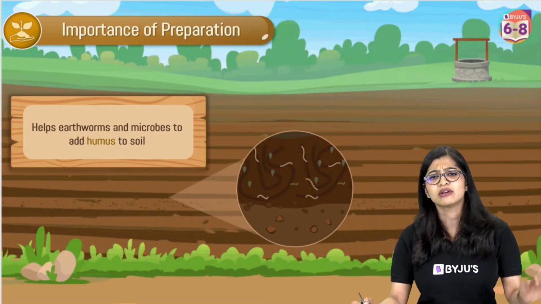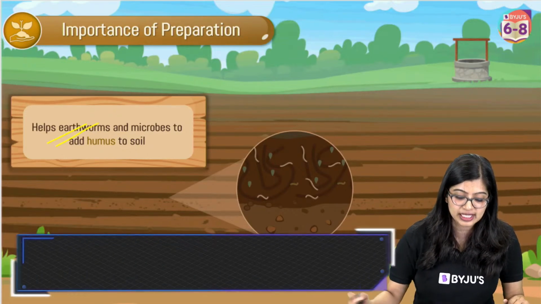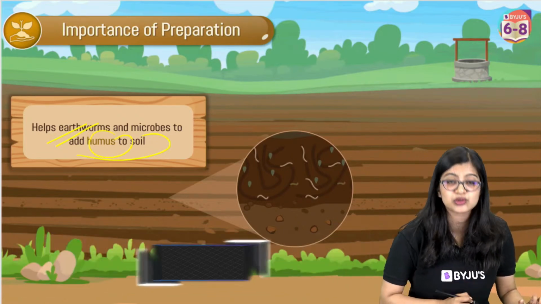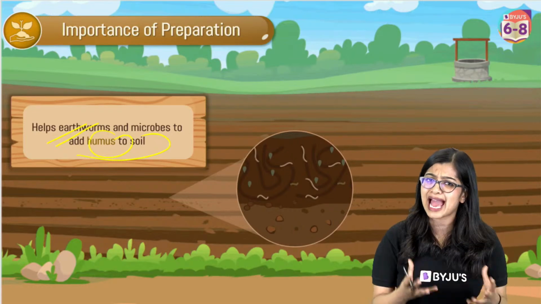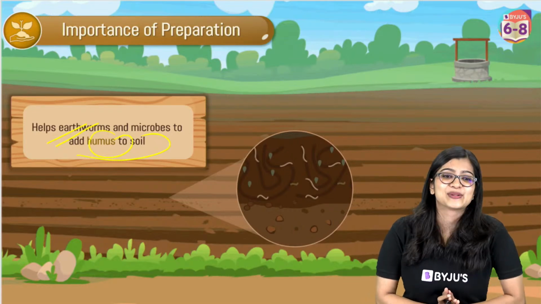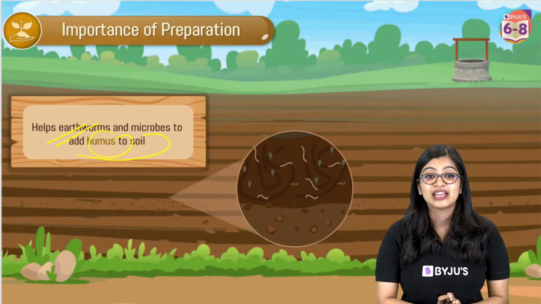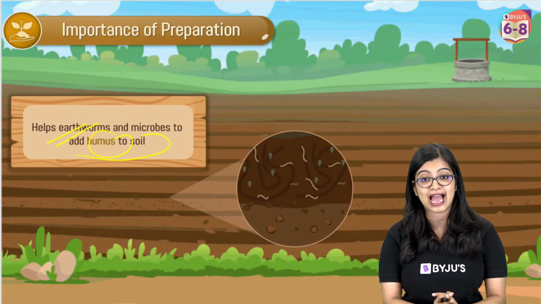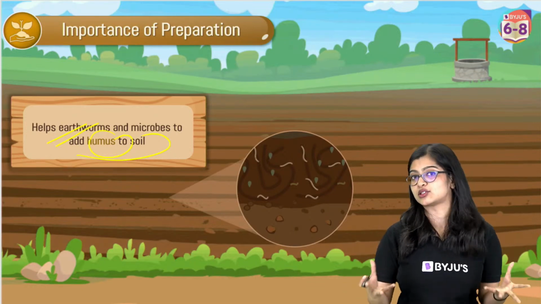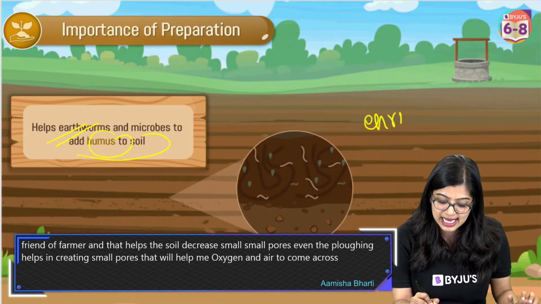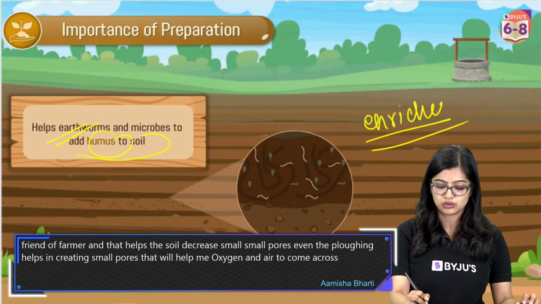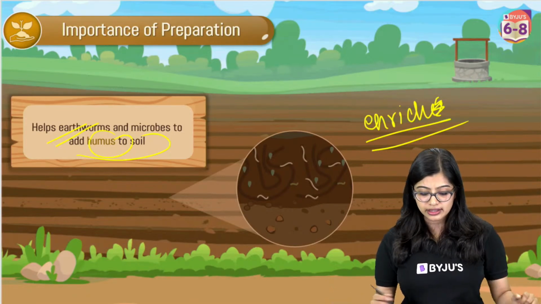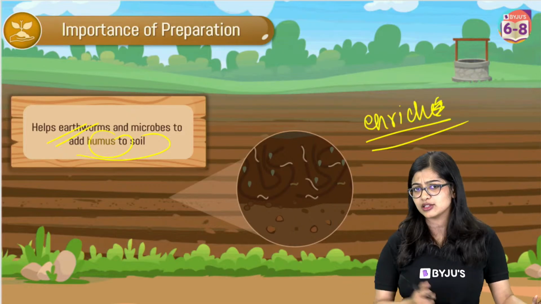And along with this, you guys have got it already, that it helps the earthworms and the microbes survive, and it will also add humus, which is nothing but the organic matter that is there. Yes, very good all of you. The earthworm, of course, is known as the farmer's friend, and it helps in enriching the soil. So that is very important to understand, that it will enrich the soil. All right. So this is the purpose or the reason as to why we need to prepare the soil.